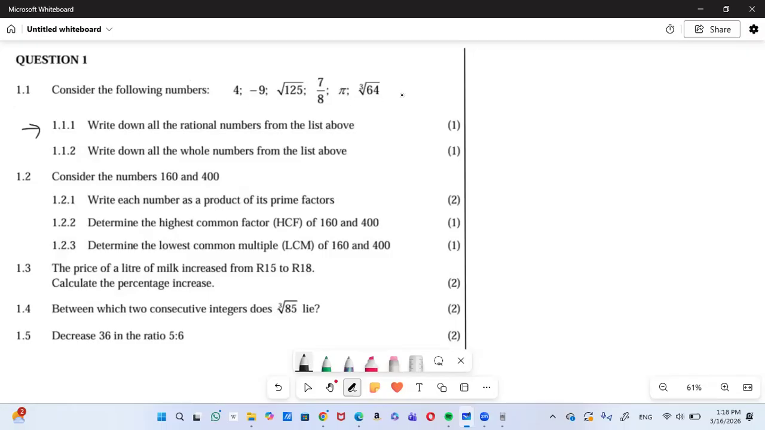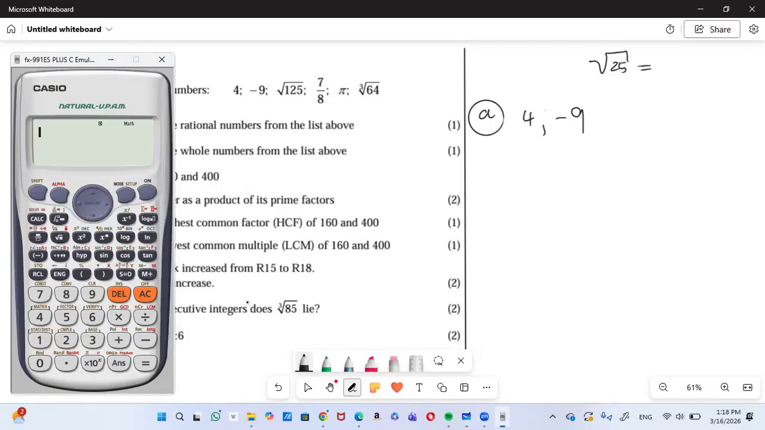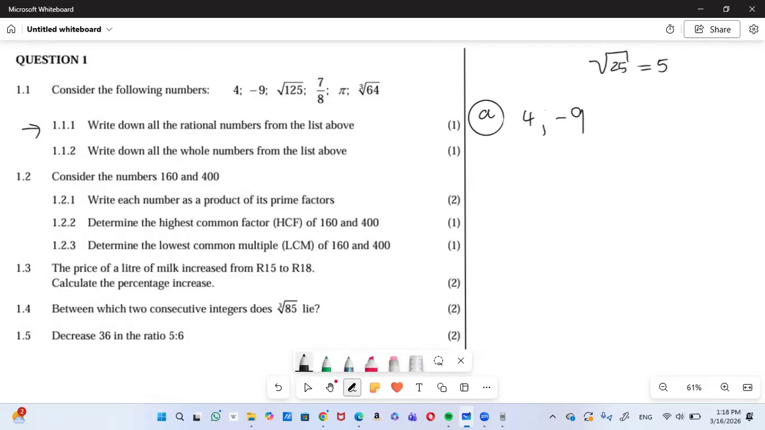So now looking here, what are our rational numbers? Firstly, 4 is a rational number. -9 is a rational number. So is square root of 25 a rational number? How do we verify that? Put it in the calculator and check how much it gives you. Square root of 25 gives you 5. Meaning, square root of 25 is also a rational number.